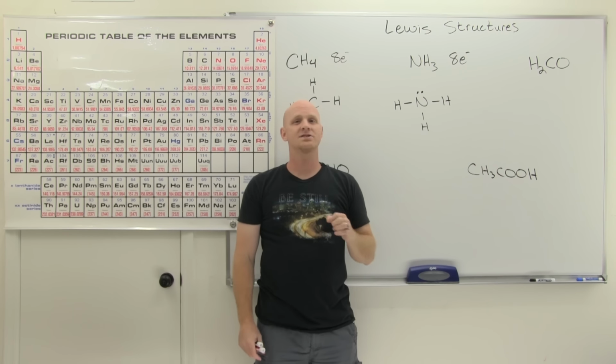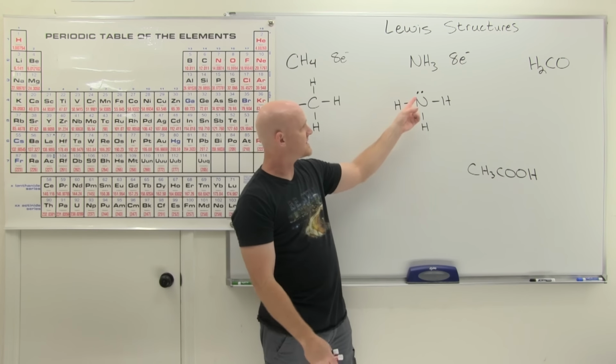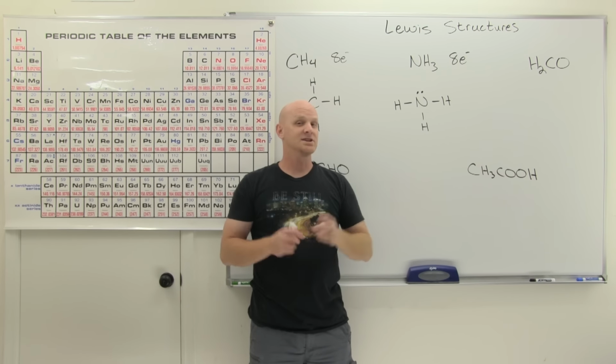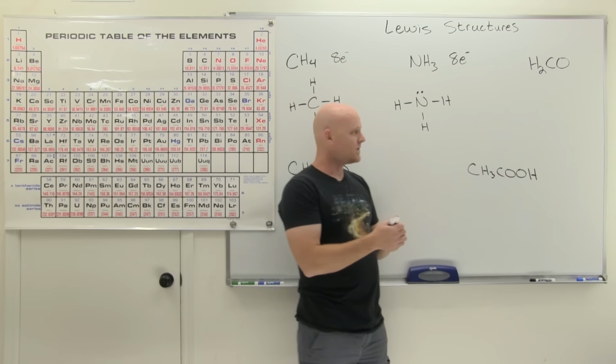You ask, is the central atom happy, or is the central atom satisfied? Does he have a filled octet? In this case, 2, 4, 6, 8, he's got a filled octet, and he is indeed happy. And that's your structure for NH3. So let's see another example here.